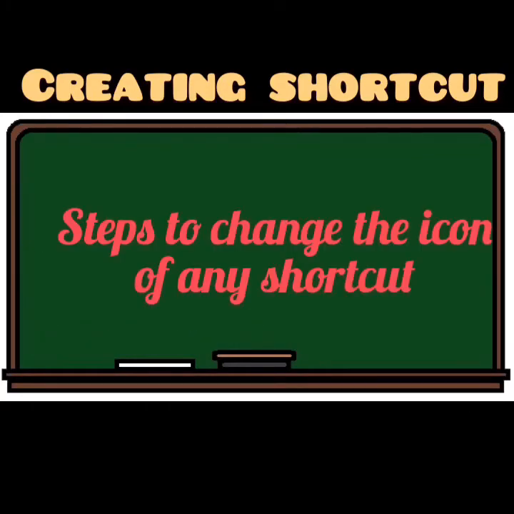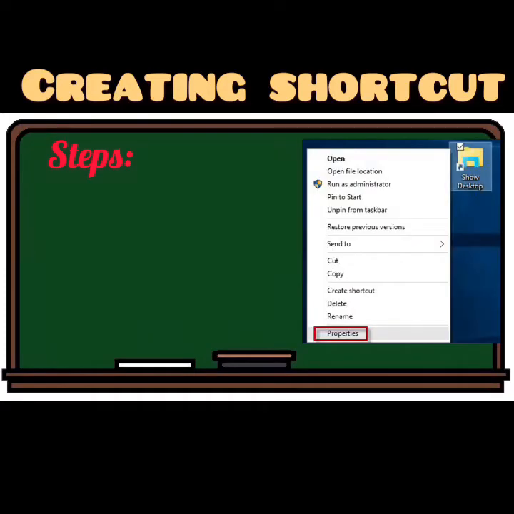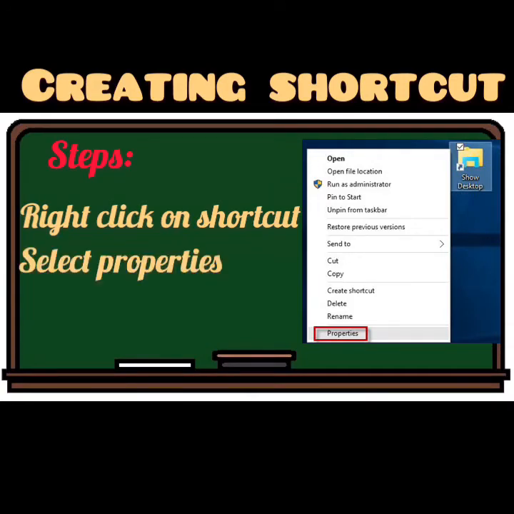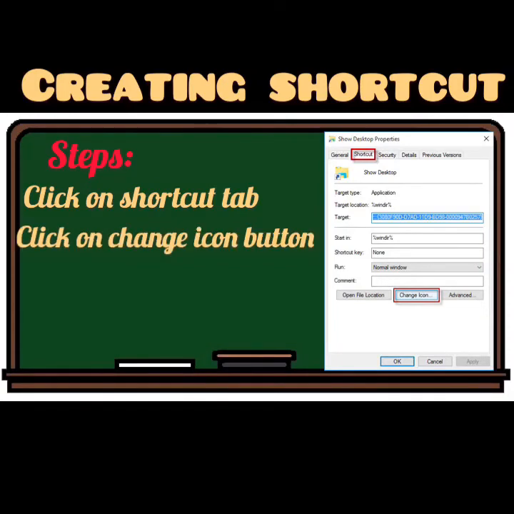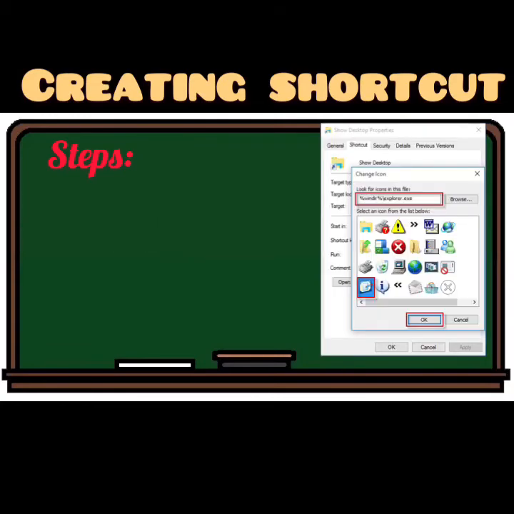Next, we are going to see some steps for how to change the icon of any shortcut which is on the desktop. For that, the first step is you have to right click on the shortcut icon whichever you have created. Then you have to select the properties option. Once you select this, a new window will appear. There you have to select the shortcut tab which is on the top. Once you select it, you will have an option at the bottom, change icon. When you click on the change icon button, a window will be displayed with many icons where you can select any icon of your choice.